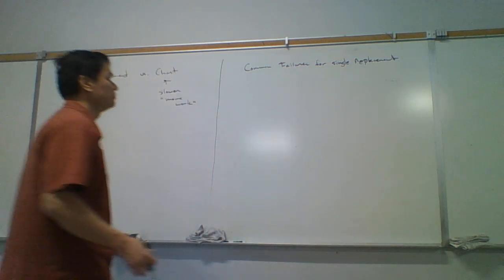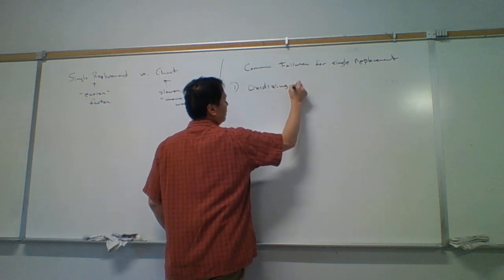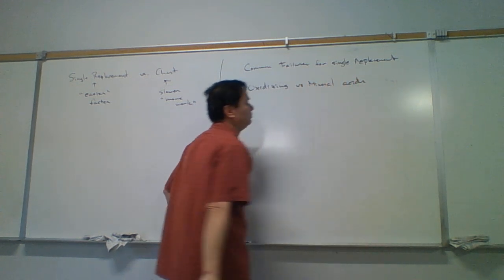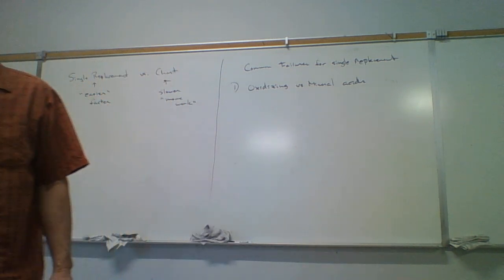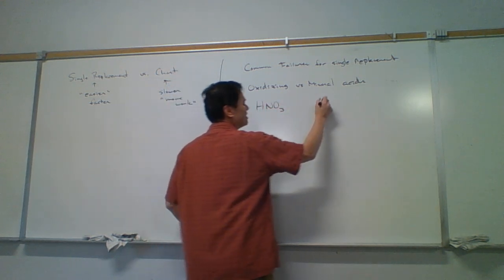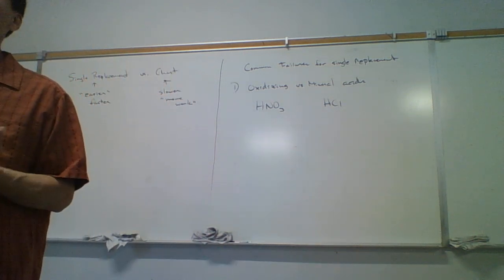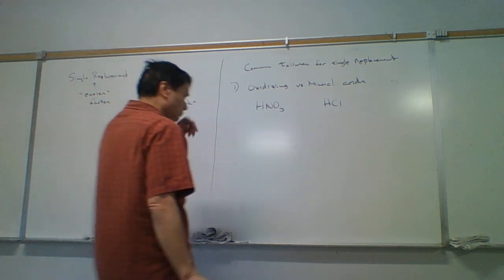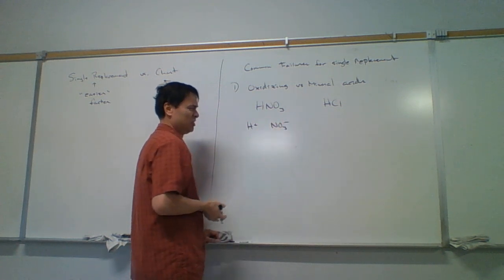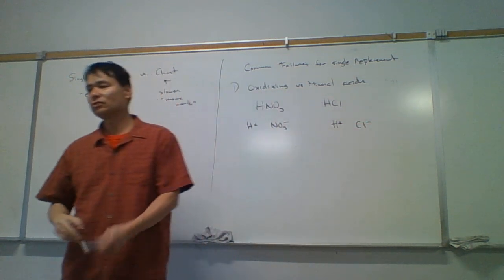All right, the first common failure is what we call the oxidizing acids. Oxidizing versus mineral acids. Nitric acid is called an oxidizing acid versus HCl, which is called a mineral acid. There's a big difference in redox properties between an oxidizing acid and a mineral acid. When we look at an oxidizing acid, we have H plus and nitrate as the inventory. When we look at HCl, we have H plus and Cl minus for the inventory.